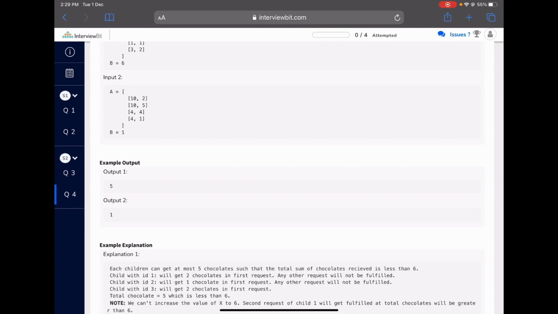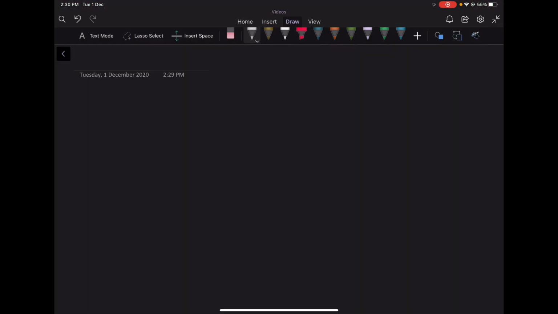So let's look at the solution description. The first thing to observe is that again we have monotonicity. If a child can request X chocolates, that is, if our answer is X, meaning any child can at most request X chocolates and the total sum is less than or equal to B, then X minus 1 will definitely be our answer, and so on up till 0. So if X is our answer, then all the numbers smaller than X will definitely be our answer. So we can use binary search to find the maximum X such that the total chocolates requested will be less than or equal to B. Now, the only thing we need to find is how to check a given value.